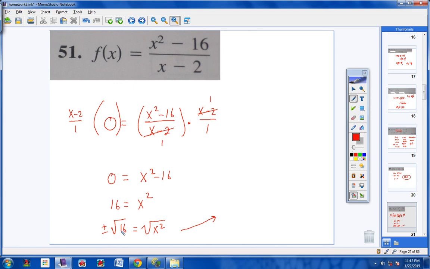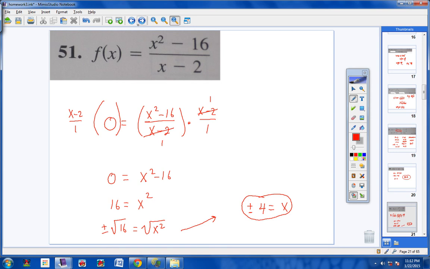The square root of 16 is 4, so positive negative 4. And the square root of x squared is x. So x equals two answers, positive and negative 4. So if I were to ask you, students, listen carefully, what x values make this function become 0? These two x values right here, positive and negative 4.